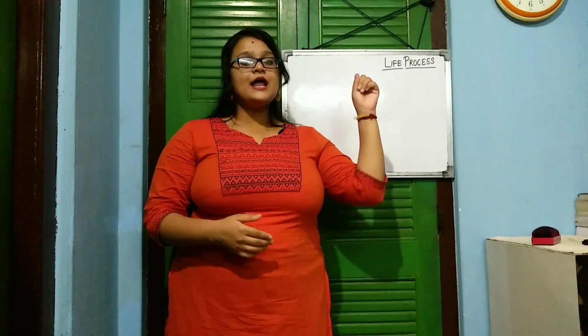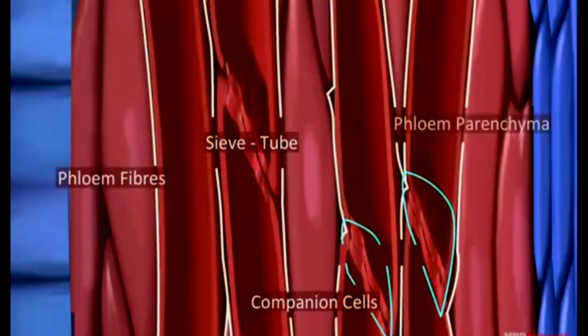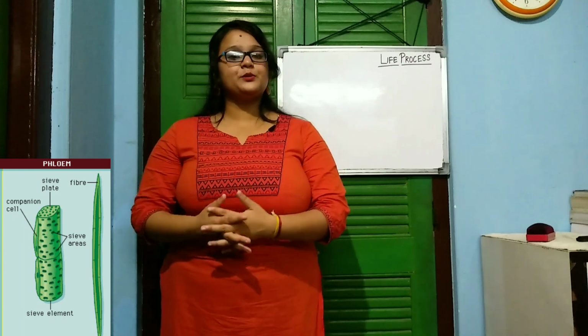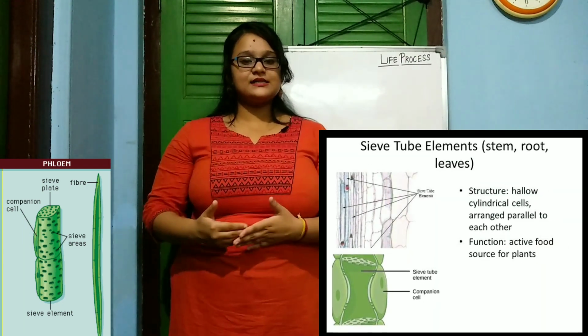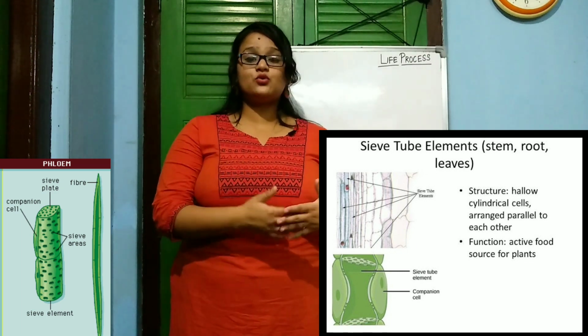Phloem tissue is made up of four kinds of cells. Number one, sieve tube. Number two, companion cell. Number three, phloem parenchyma. And number four, phloem fibers. Okay, so let us first discuss the sieve tube. Sieve tubes in the phloem are living cells. They are cylindrical cells which have cytoplasm but no nucleus.